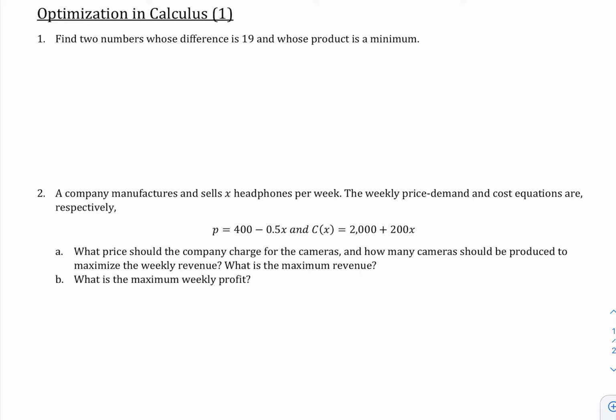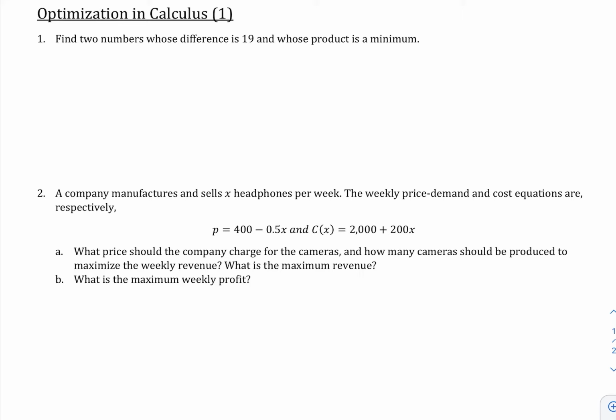The first one is a small problem, but it helps us set up and see what optimization does. Keep in mind that when you're optimizing, you are either going to be finding a minimum or a maximum, which means that you are for sure going to be using the first derivative. So we have a question here. Find two numbers whose difference is 19 and whose product is a minimum.